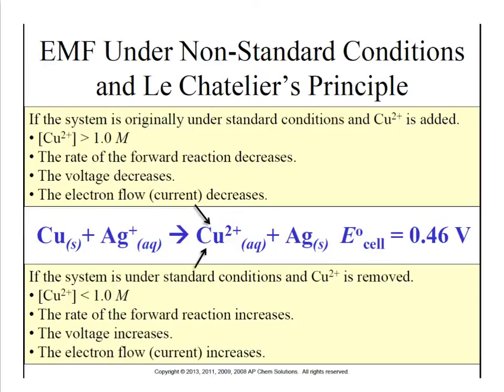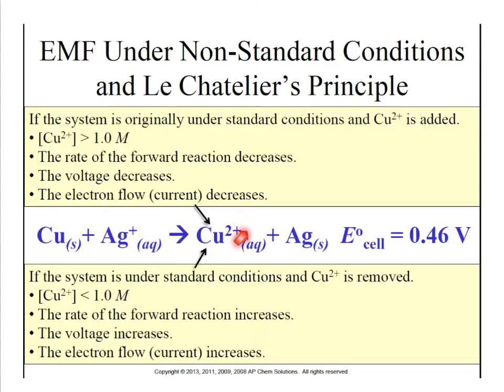And if we come over to the product side and instead look at the copper ions, if the copper ions are greater than 1, so if we increase the concentration of that guy right there, the rate of the forward reaction is going to decrease. And that's because we've put stress on the product side, and so it's going to be pushing back towards our reactant side. And so that means our voltage is going to decrease, and the electron flow is also going to decrease.